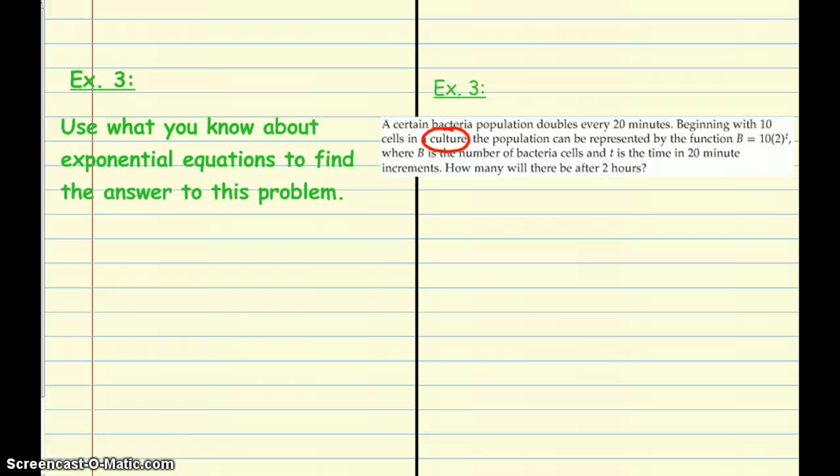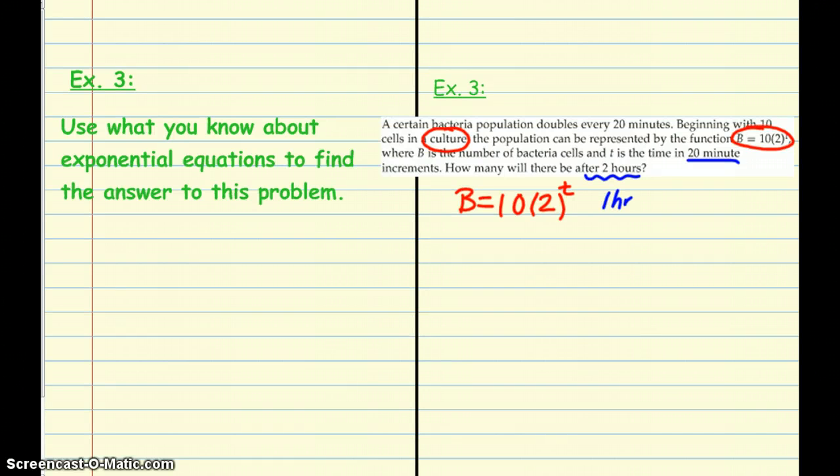All right, so going back to our problem, here's our exponential function. We have b equals 10. B for bacteria, 10 is our initial value, 2 because it doubles, and to the t power. So in this case, it says the time is counted in 20-minute increments, and we need to figure out how many there will be after 2 hours. So we need to figure out how many 20-minute increments are in 2 hours.